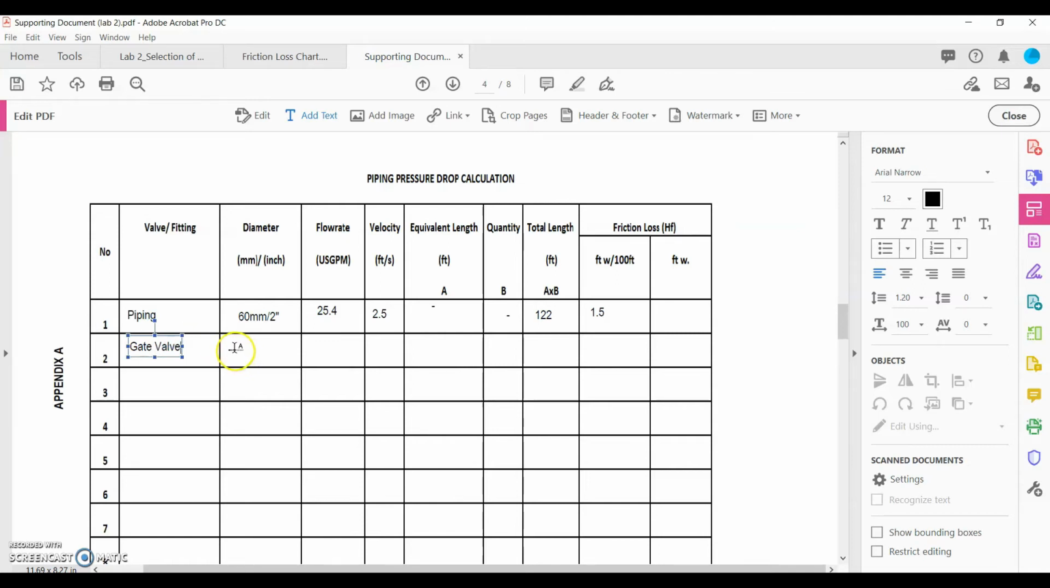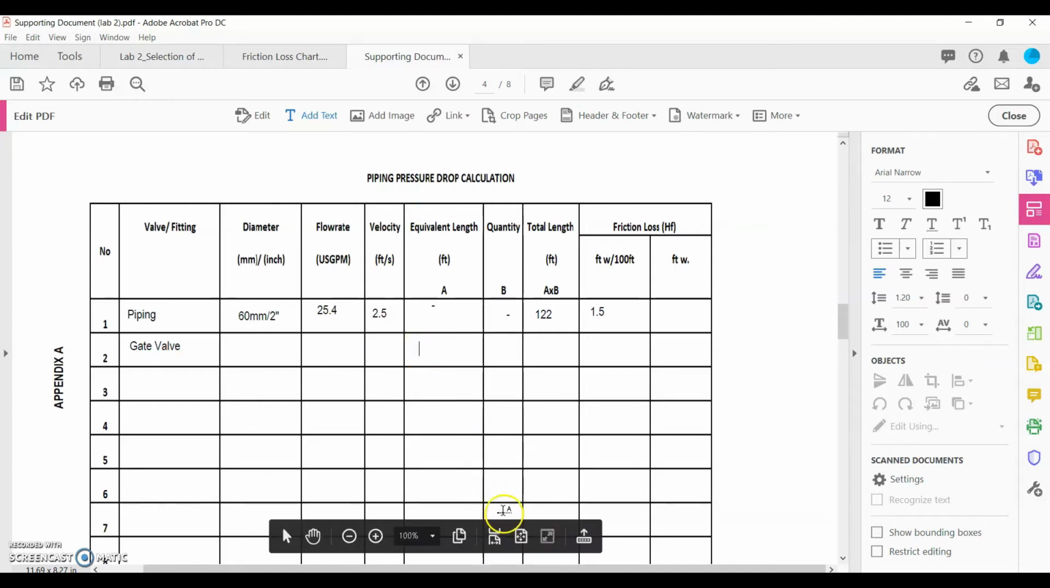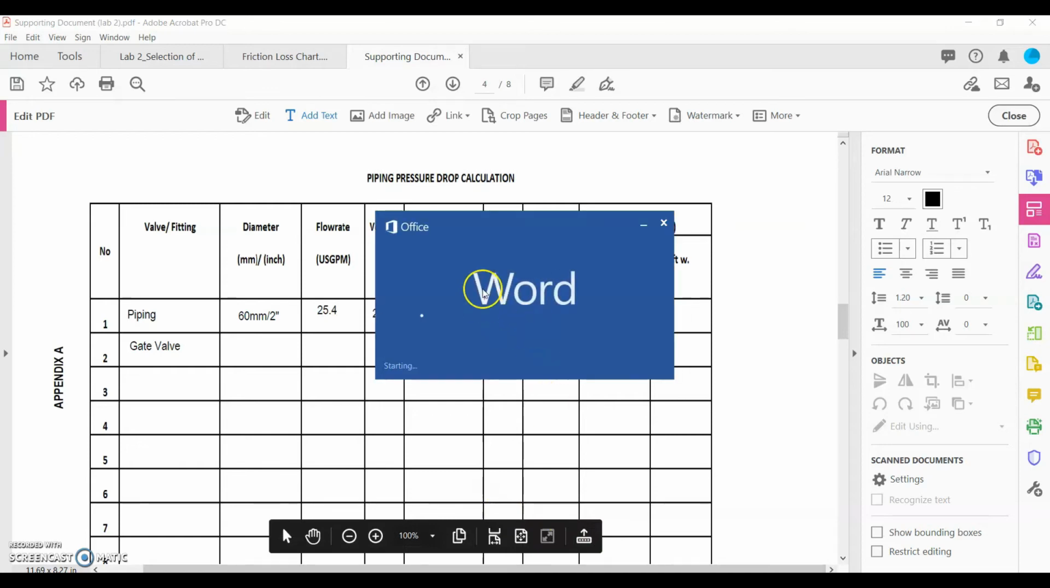Okay, so what is the size of the gate valve? Please refer to your supporting document. And then for flow rate and velocity, just leave it blank. And for equivalent length, as I mentioned before during part 1, when you are doing piping, there's no equivalent length and quantity. But when it comes to fittings, you need to know about the equivalent length. So please find the equivalent length from the table.